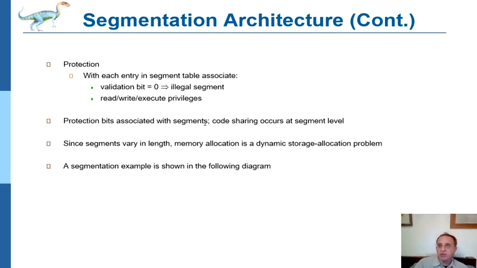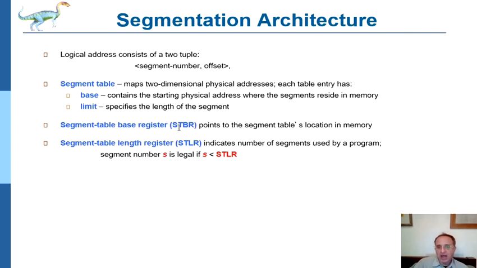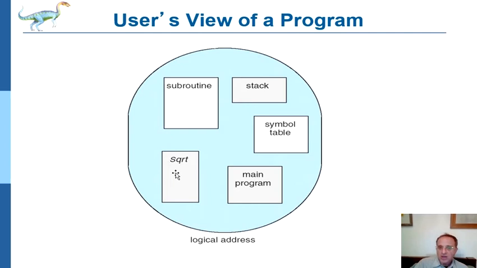Protection bits are associated with segments, and code sharing occurs at the segment level. In other words, I could actually have code sharing, because, as we said before, this square root is a library function. So this segment of my program could actually be shared with another program. The two programs could use the square root function or the math library. So I could have this segment be, let's say, read only. Nobody's going to be writing to it, and it's shared. Everybody can jump to that location and read the data there. Nobody can change it, but everybody can run that.